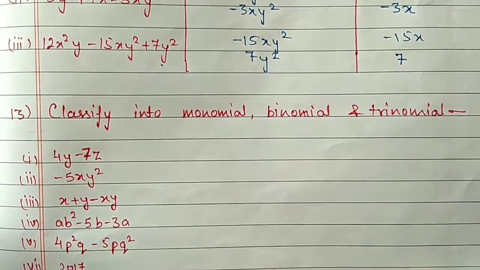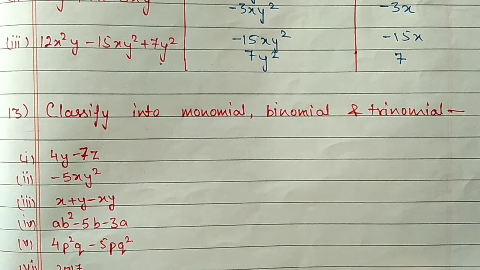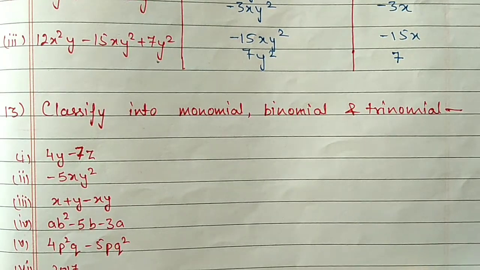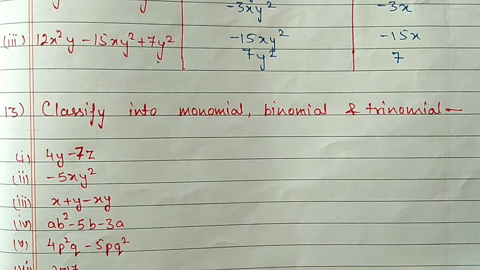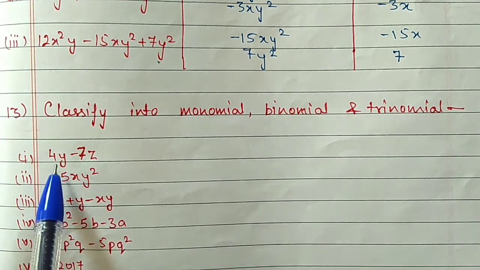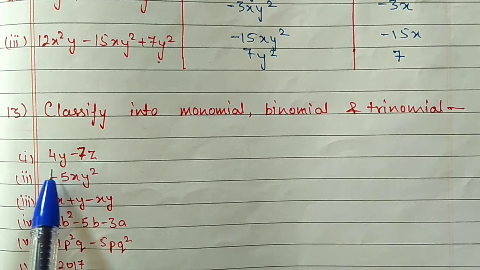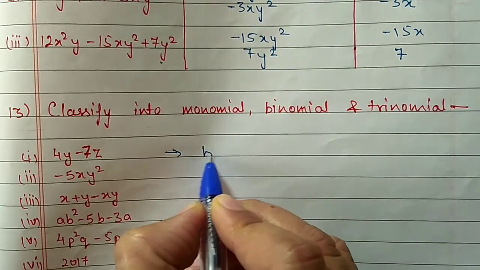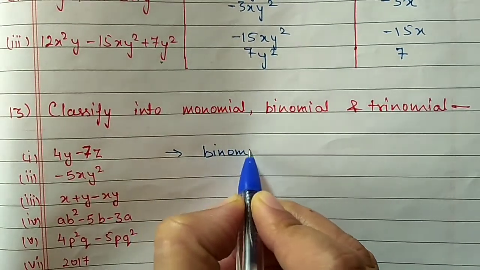Now next, question number 13. Classify into monomial, binomial and trinomial. Monomial means when having only one term. Binomial means if expression is having two terms, and trinomial means if expression is having three terms. Only the addition and subtraction will separate the term, multiplication will not separate the term. So here this is one term, we will count it as one term, and this is another term. So this is a binomial.